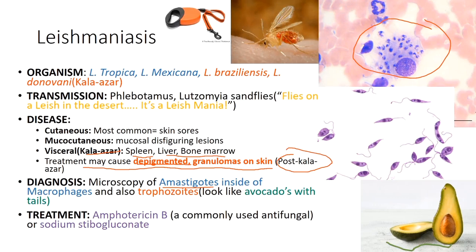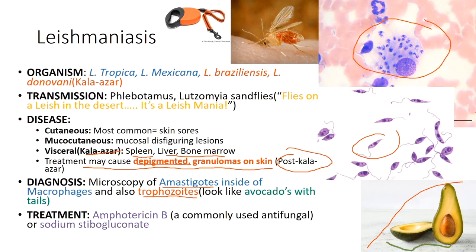Don't make that confusing for you. Make sure to organize that in your mind and visual memory. And you can also see trophozoites, and remember these look like avocados with tails, so I have my little avocado down here with this little tail, and we can see those on microscopy as well.